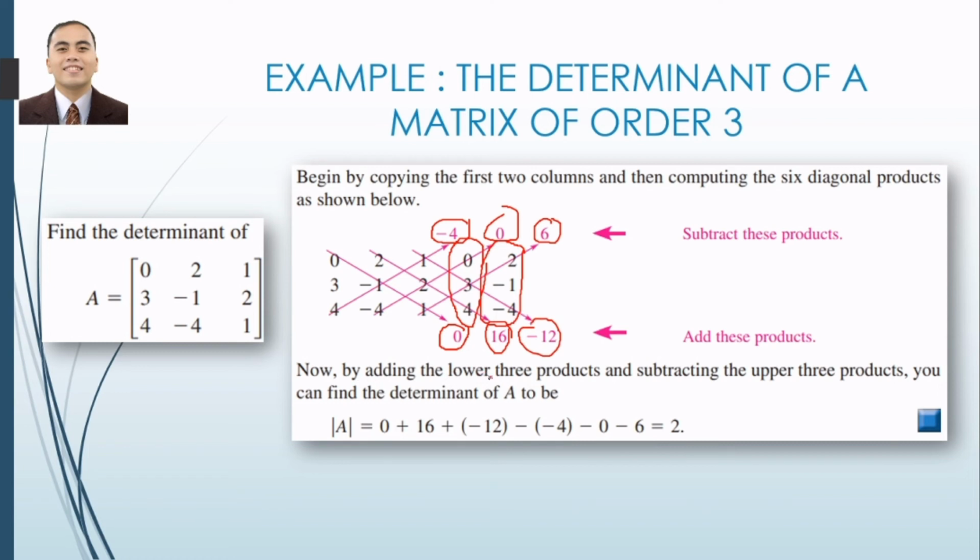Now, by adding the lower 3 products and then subtracting the upper 3 products, you can find the determinant of A to be 0 plus 16 plus negative 12 minus negative 4, minus 0, minus 6, that is equal to positive 2.